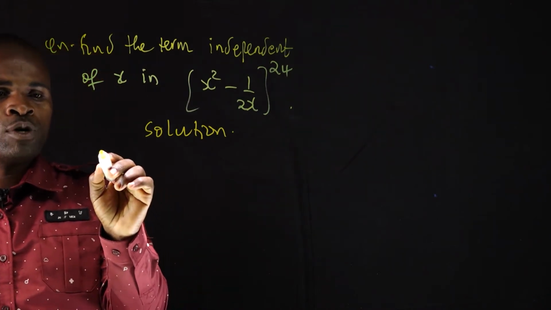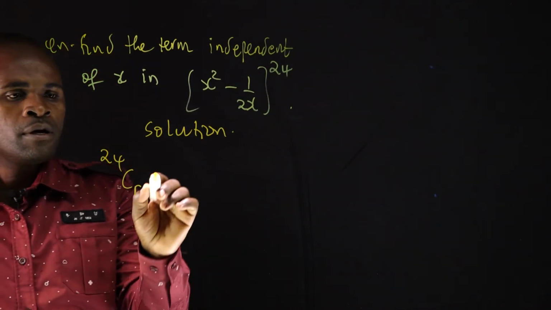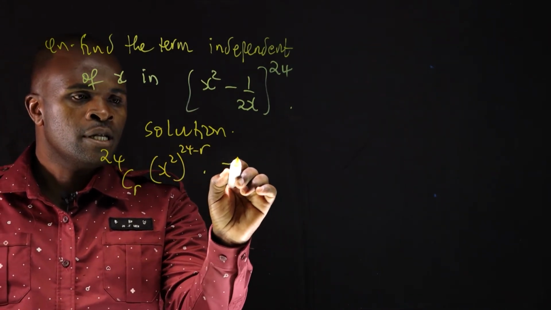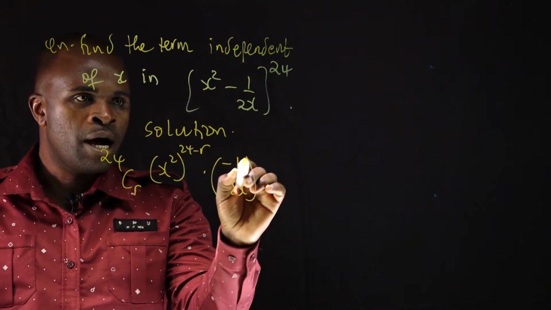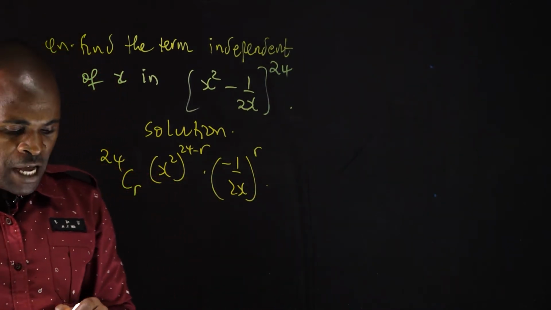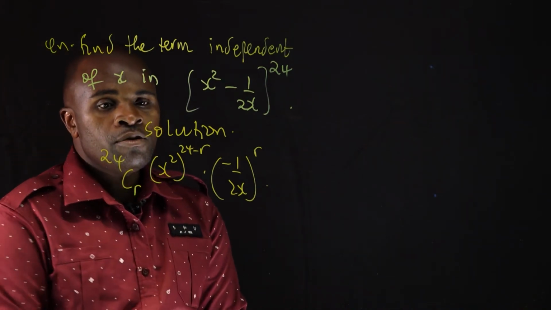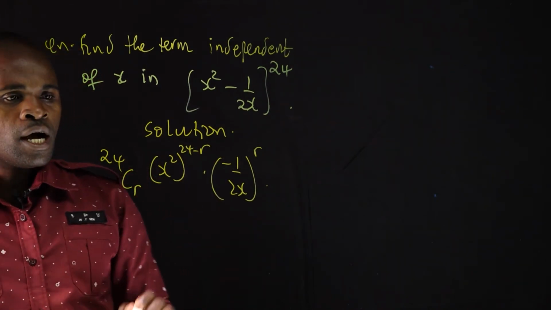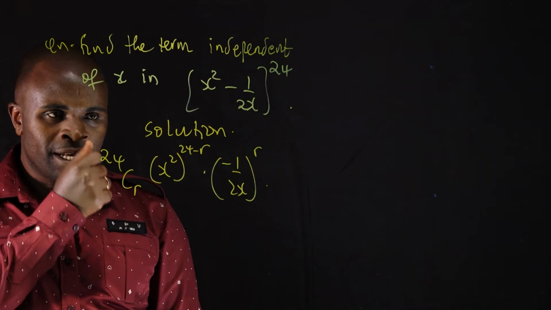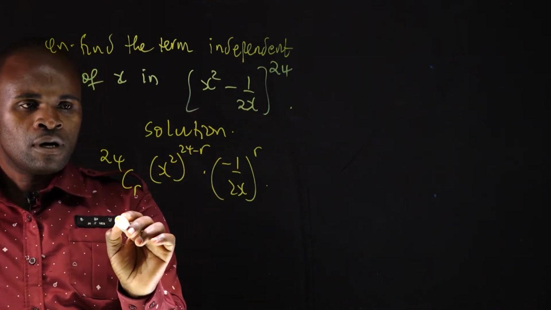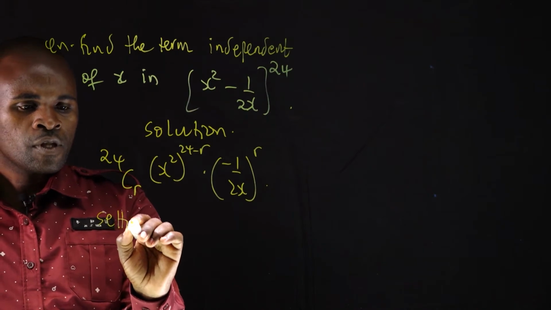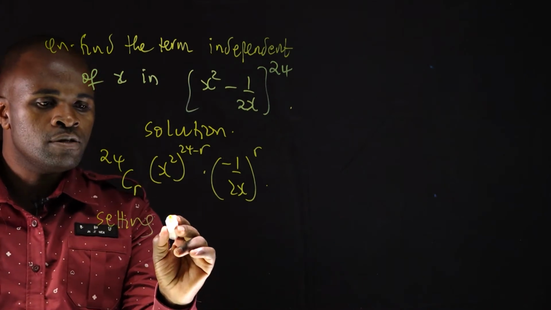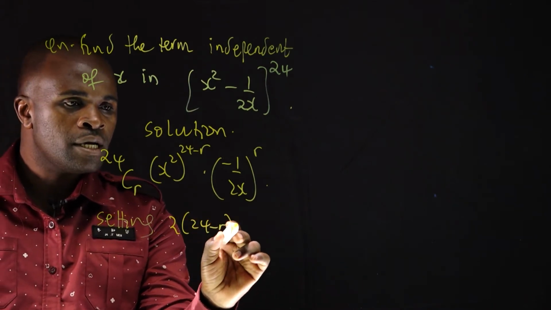First of all, we say 24 combination r, x², and outside, 24 minus r, times (-1/(2x)) to the power r. To find the term independent, we will be taking the exponent of x here. So how do we get the term independent in this part? Let's take this setting 2(24 - r) equals r.